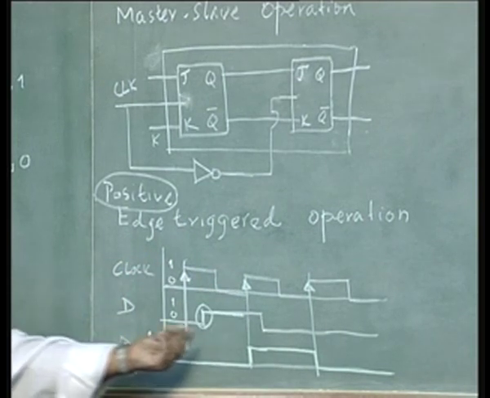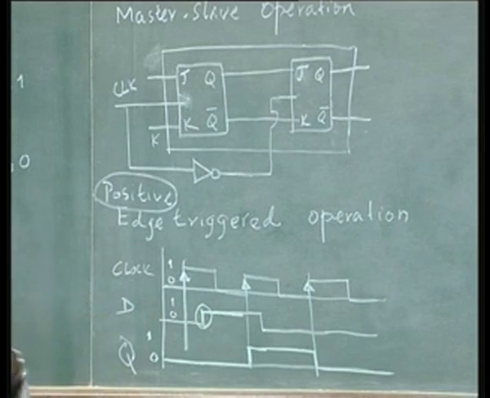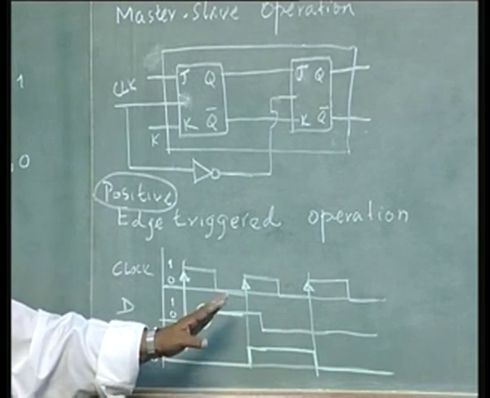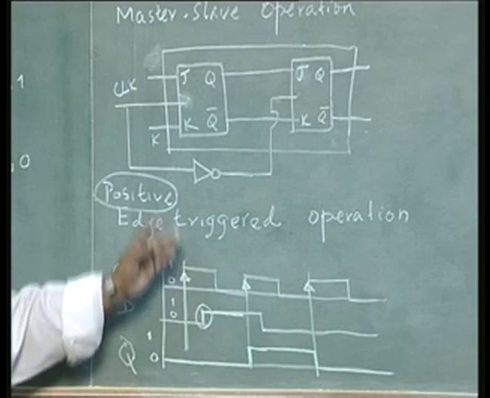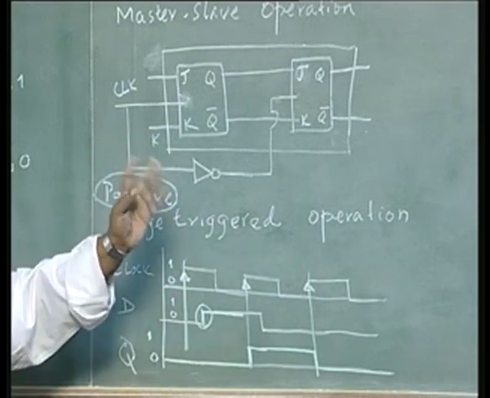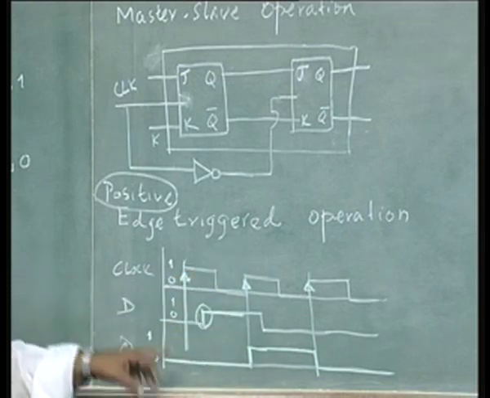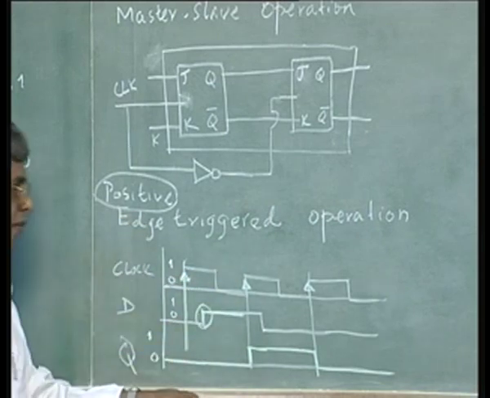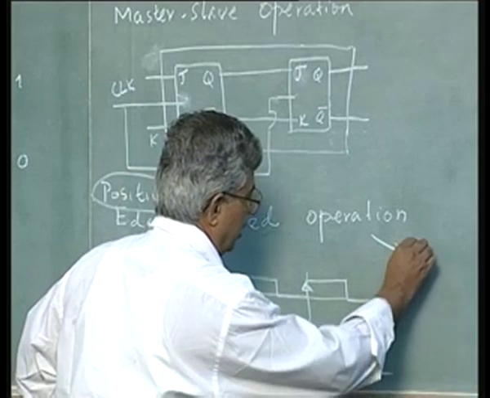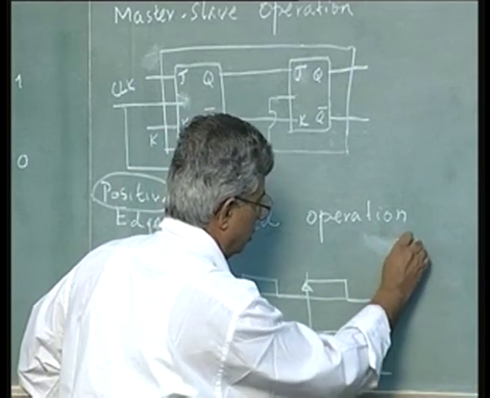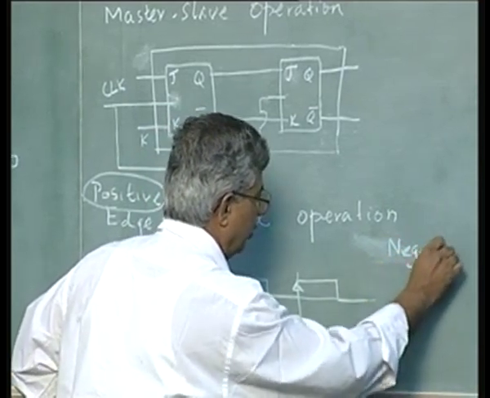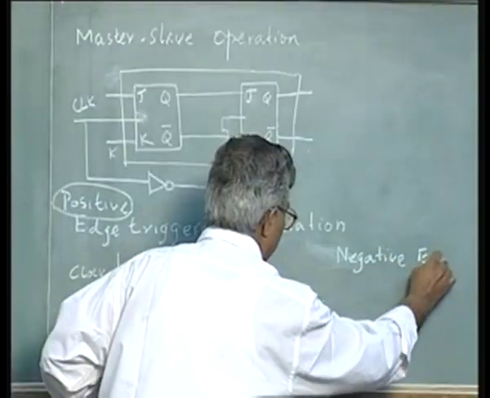There will be propagation delay, but that will be the only limitation of my speed, and I have also filtered out the possibility of outputs changing any time. It will happen only when the clock changes. It is called positive edge trigger. Similarly, you can draw a waveform for negative edge trigger. I am not going to talk about it here. You can also think of a negative edge trigger.